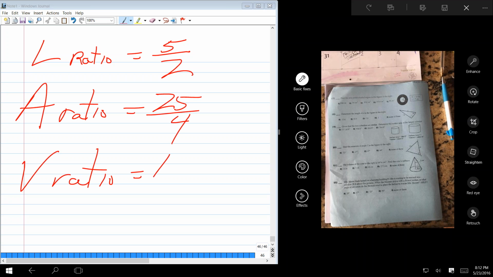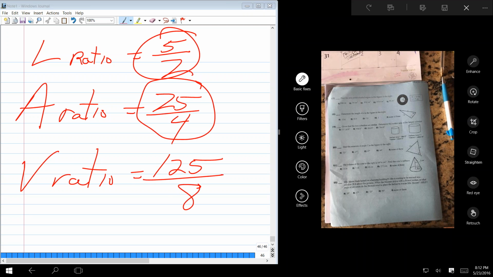125 to 8. My bad. Correct. Cool. Notice that that's only like 2.5 to 1. That's 6 1/4 to 1, and that's 15 to 1. So there's a huge difference in these ratios after you square them and cube them.